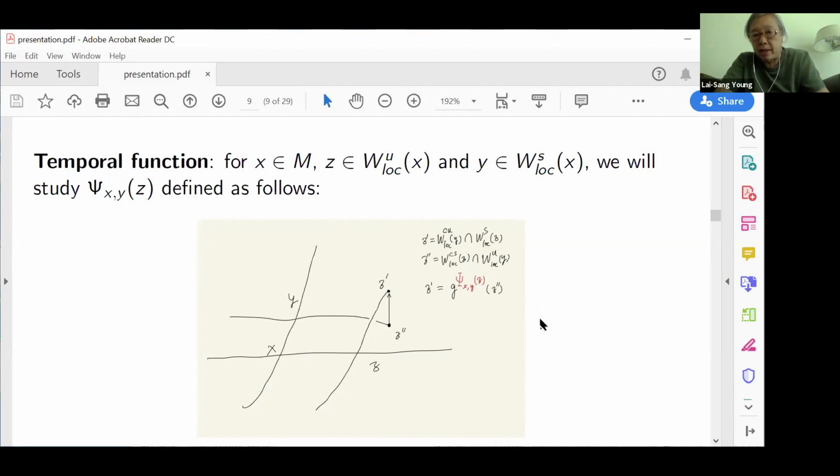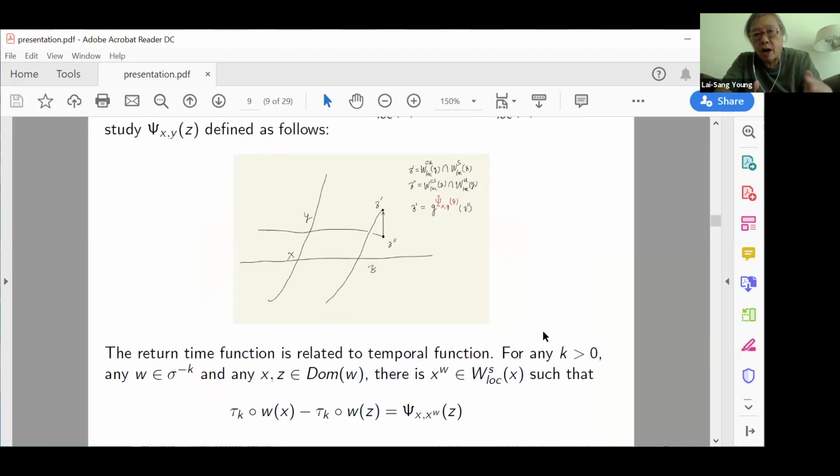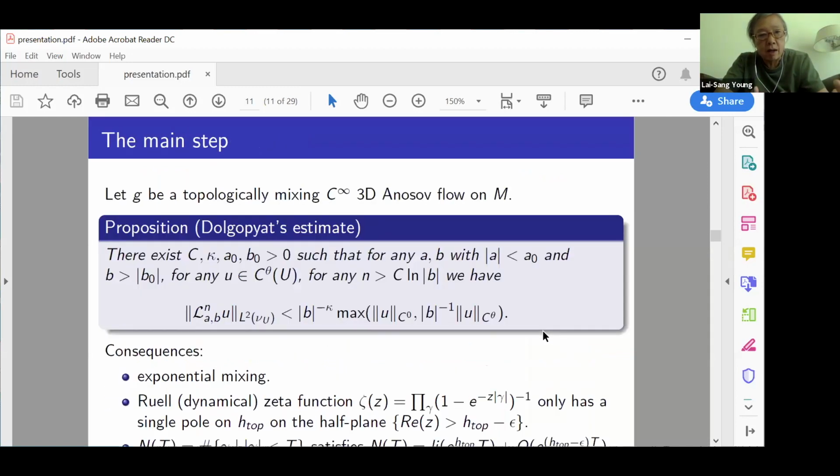And how is this related to this Dolgopyat estimate? Can you show the estimate that you said you were going to show before? How is this condition related to the Dolgopyat estimate? Yeah. So it's like van der Corput's lemma. In van der Corput's lemma, you have e^{iφ(x)}. Then you know basically if φ increases, then you have cancellation.